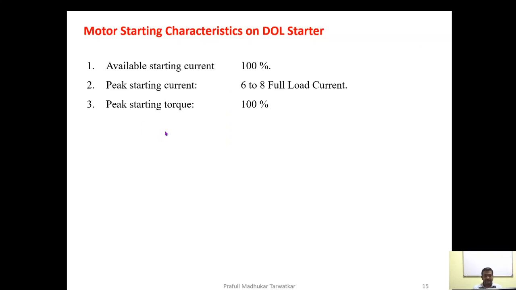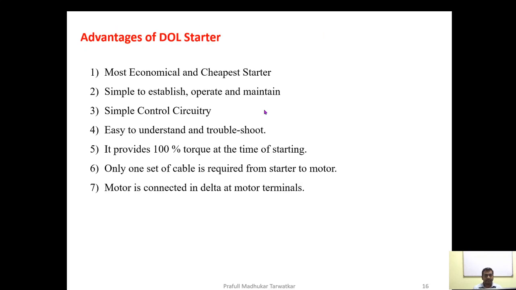Now as far as the characteristics of the DOL starter are considered, the available starting torque is 100% since full supply voltage is available. Peak starting current is 6 to 8 times. This is very important, since the peak starting current is not reduced. There is no advantage in the use of a DOL starter in that respect. Just because it provides additional protection, it is used up to 5 HP induction motors. Peak starting current is almost 100%.